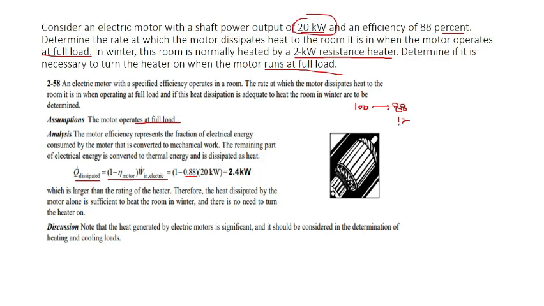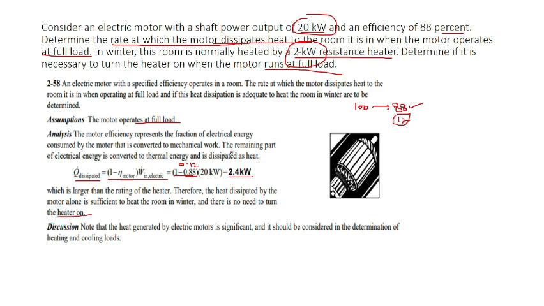Because you have to determine the rate at which the motor dissipates heat. As efficiency is 88%, 12% will be lost, so that's why I have written 1 minus 0.88, which is 0.12. So 0.12 into 24 will be equal to 2.4, which is larger than the rating of the heater, which is 2 kilowatt. So therefore the heat dissipated by the motor alone is sufficient to heat the room in winter. So you don't need the heater.